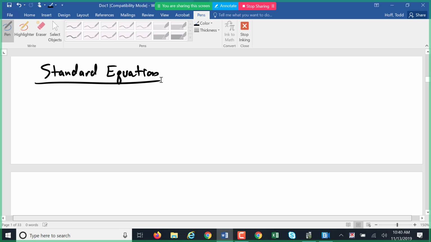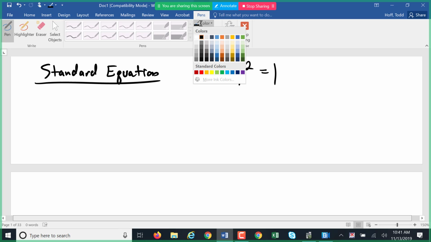It takes the form of x squared plus y squared equals 1. Now you might notice that looks an awful lot like the standard form of an equation for a circle. And it is. Written in that form, it's a circle. A circle is actually a special form of ellipse where the 2 axes are the same length.